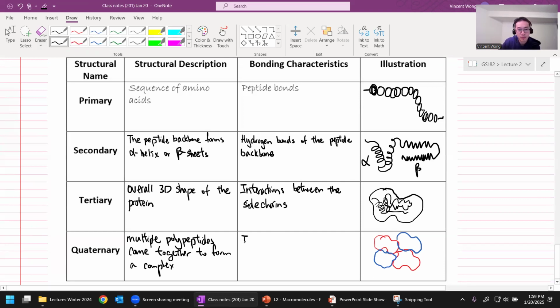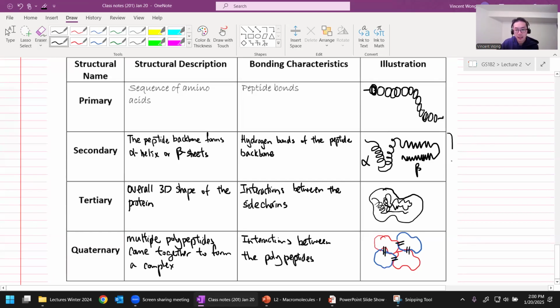And how you hold them together would be interactions between the polypeptides. There would be some kind of interaction between the red one and the blue one that holds them together. So like some interaction here, here, here, here. Just staple them together, basically.